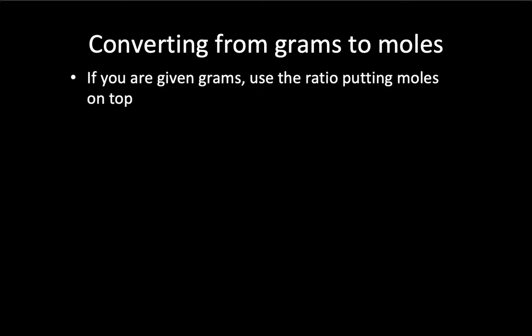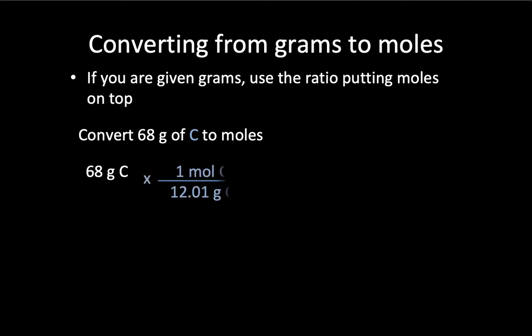If we wanted to do the opposite, if we want to go from grams to moles, we do similar, but the only thing we do different is we're going to flip that ratio. So, as I said, putting them where the moles are on top, grams are on the bottom. So this time we're going to convert 68 grams of carbon into moles. So we start with our given and then use the ratio. Remember that since we're looking for moles, they're going to go on top and grams are going to go on bottom so that we can cancel them out.